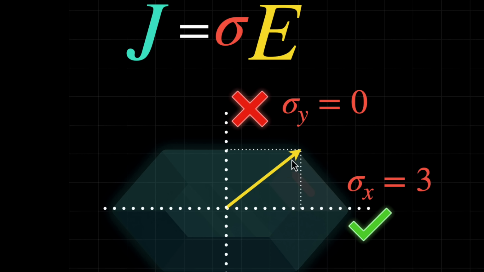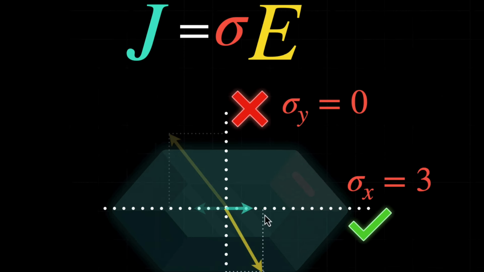Let's see. If I were to decompose the electric field along the X and Y direction, I can now use this number to calculate the current density along the X direction. And then I can use this number to calculate the current density along the Y direction. In this case, it's 0. And then I can add those 2 together vectorially to find the total current density. And I can do this for any arbitrary direction of electric field.